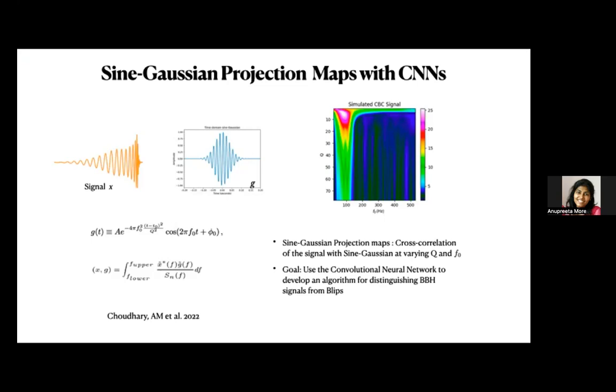Misunderstood something. What is the goal? So you take the gravitational wave signal and you are doing this Sine-Gaussian. This is just to show an example, right? In the data, you will have signal plus noise. Yes, this is an example. But what is the goal? Why do you want to do these projections? What are you supposed to extract from there?